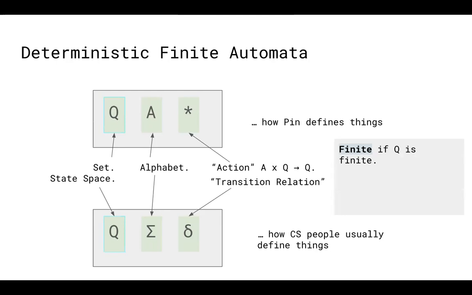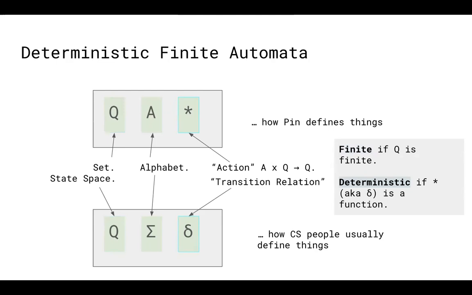We say that the automaton is finite if it has finitely many states. In other words, if the set, i.e. the state space, is finite. And we say it's deterministic if the action, or in other words, the transition relation, can be explained by a function. So if the relation is a function, it is deterministic.